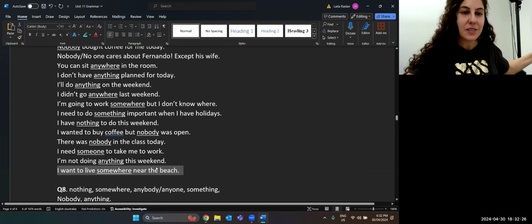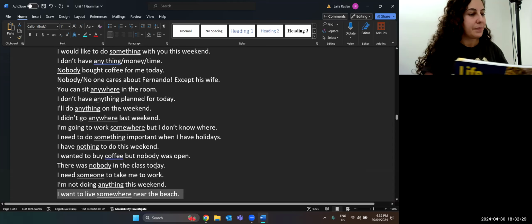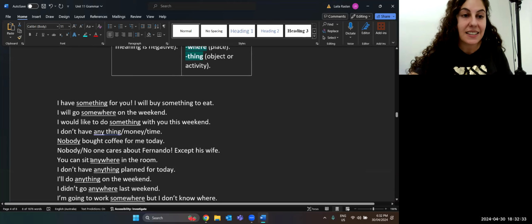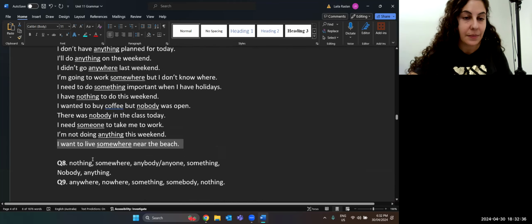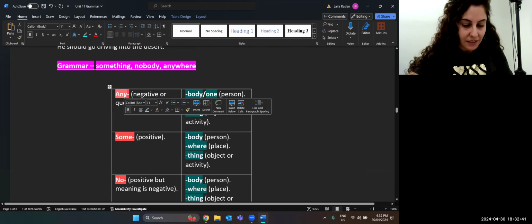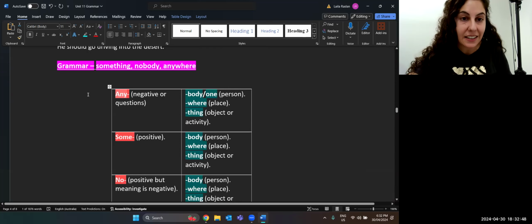So that's how we use these words. We use words starting with any when we talk about questions or negatives. We use words starting with some with a positive verb.